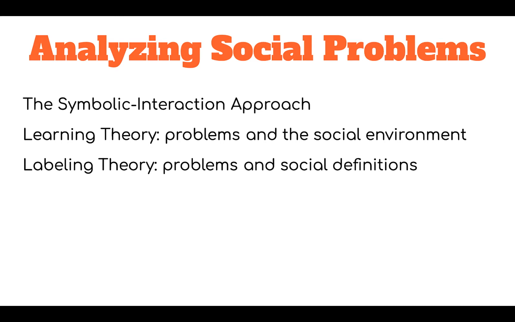So learning theory claims that people learn troublesome attitudes and behaviors from other people around them, and that they gradually engage in certain behaviors as they learn those skills and attitudes from other people. So another theory under that same umbrella of symbolic interactionism is labeling theory, right? That looks at problems and social definitions, and we'll talk about this more when we talk about deviance. So labeling argues that the reality of a situation is what people define it as. So labeling theory explores how if we're labeled as something, it affects your social definition, right?